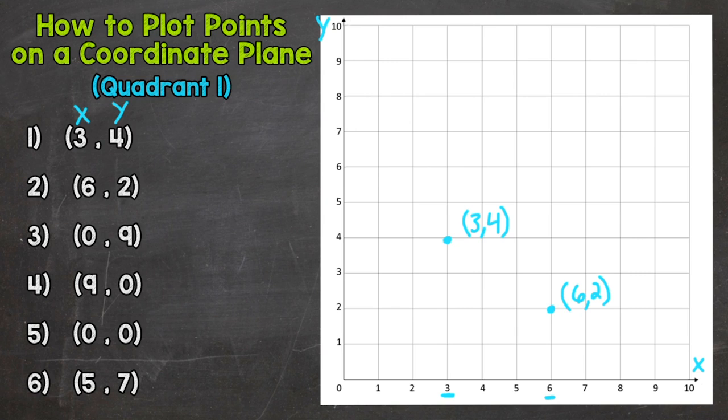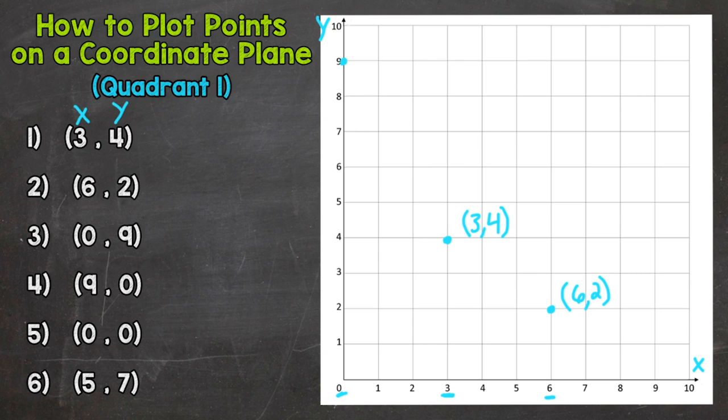Number 3, we have 0, 9. So our x is actually 0. We don't move over at all. So we stay put here at 0 and we go up 9. And we plot our point directly on our y-axis because again our x was 0, so we did not move over at all.